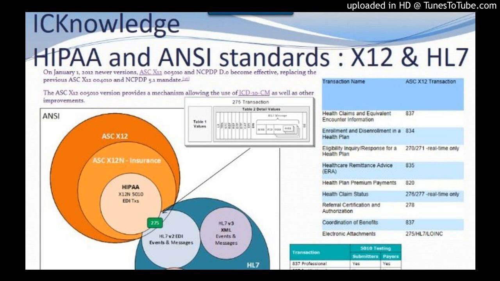Which federal agency is responsible for developing regulations to support the requirement of HIPAA? Which federal agency is responsible for enforcing the HIPAA standards? The Department of Health and Human Services, HHS, Office for Civil Rights, OCR, is responsible for enforcing the privacy rule and the security rule.